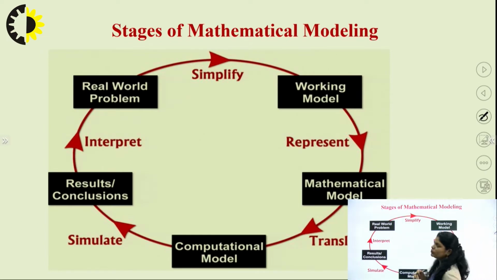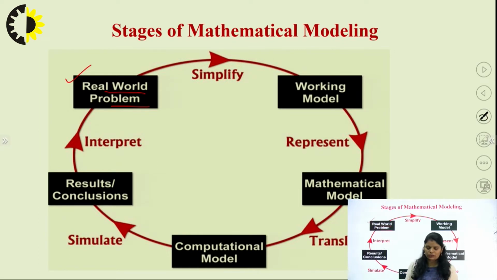Okay, now we come to the different stages which are associated with mathematical modeling. If we talk about the different stages of a mathematical model, we can see here it is divided into the different stages. First, it starts with the real world problem, because we want to analyze the actual system.